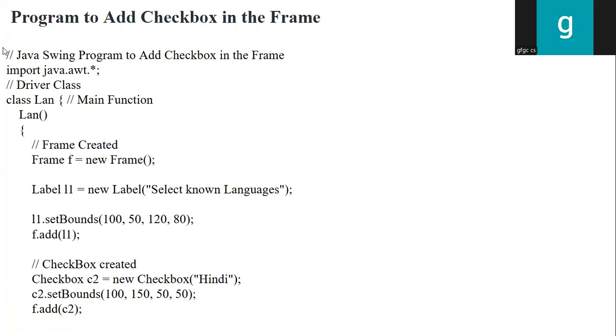Here I have created a program called class Lang. The main function is there. I have created one constructor inside that. Here I have created one frame. Here I have taken the label called Select known languages. Okay. Here next is checkbox. First one is that a checkbox is created for the language Hindi.